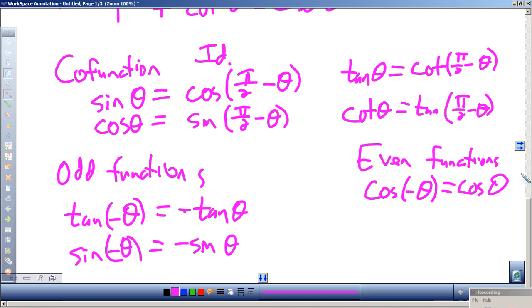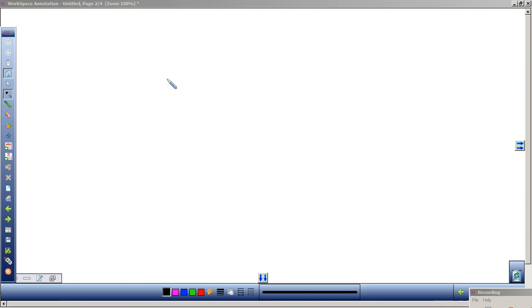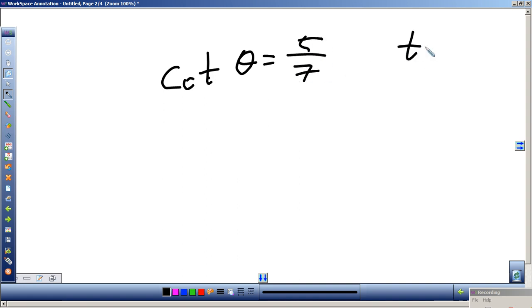Now there's going to be several different things you're going to be asked to do with these functions. First type, you're going to be given something like this. Cotangent of theta equals 5 over 7. Find the tangent of theta. 7 over 5. How do you get that? Or a bit more complicated.